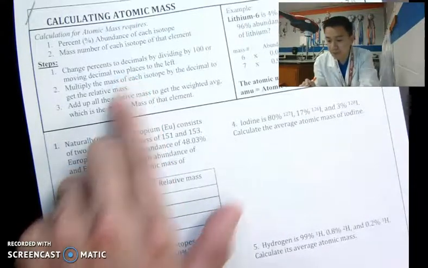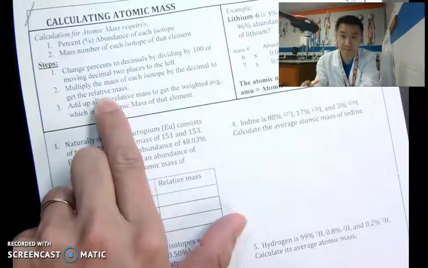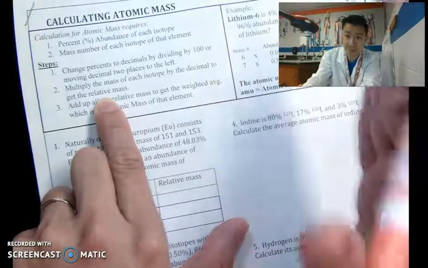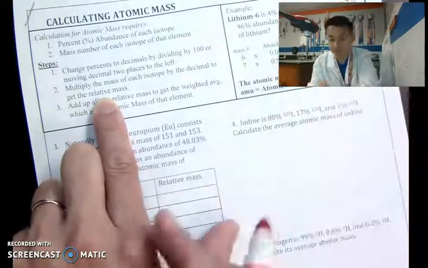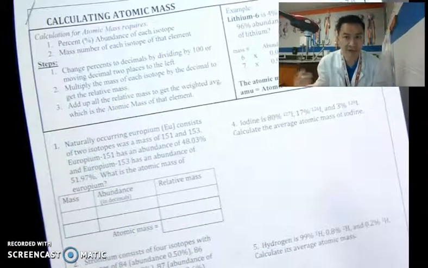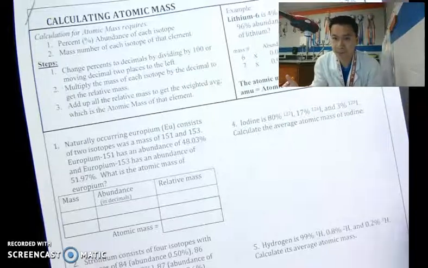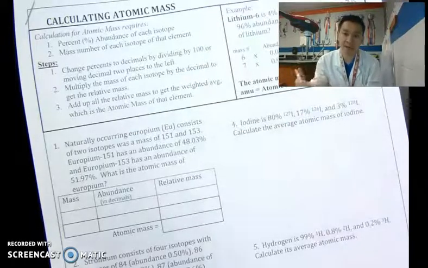Multiply the mass of each isotope by the decimal to get the relative mass. Then add up all of them to get your weighted average. Why don't we divide by 3, or by 2, or by 5, however many isotopes there are? Because when you multiply by the decimal, it accounts for that already. That fraction is already in there. You don't need to divide anymore.